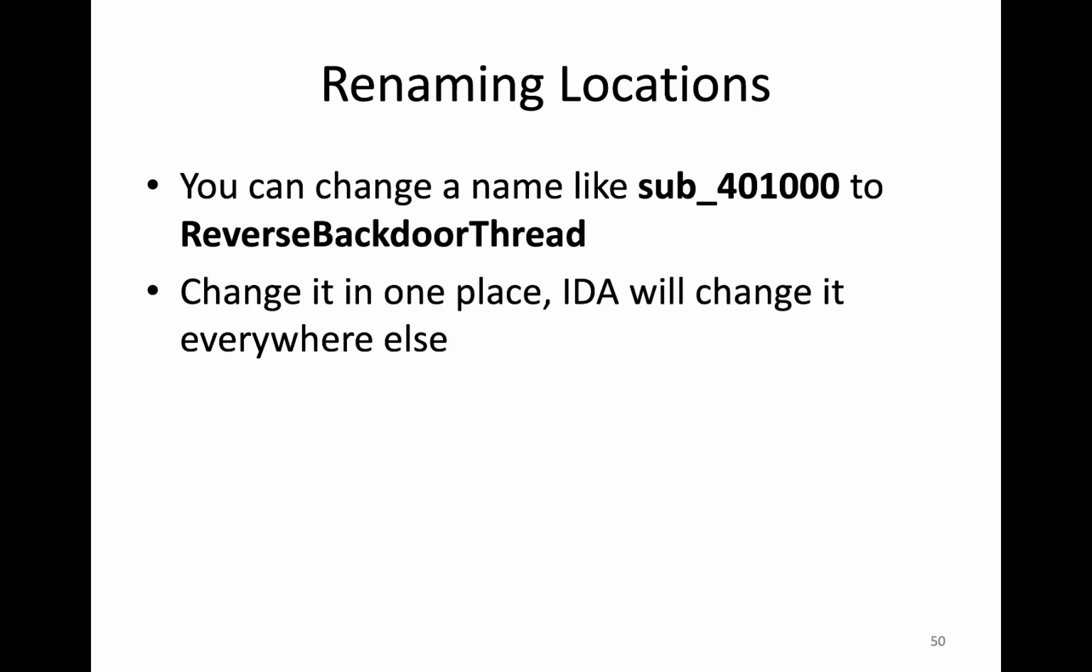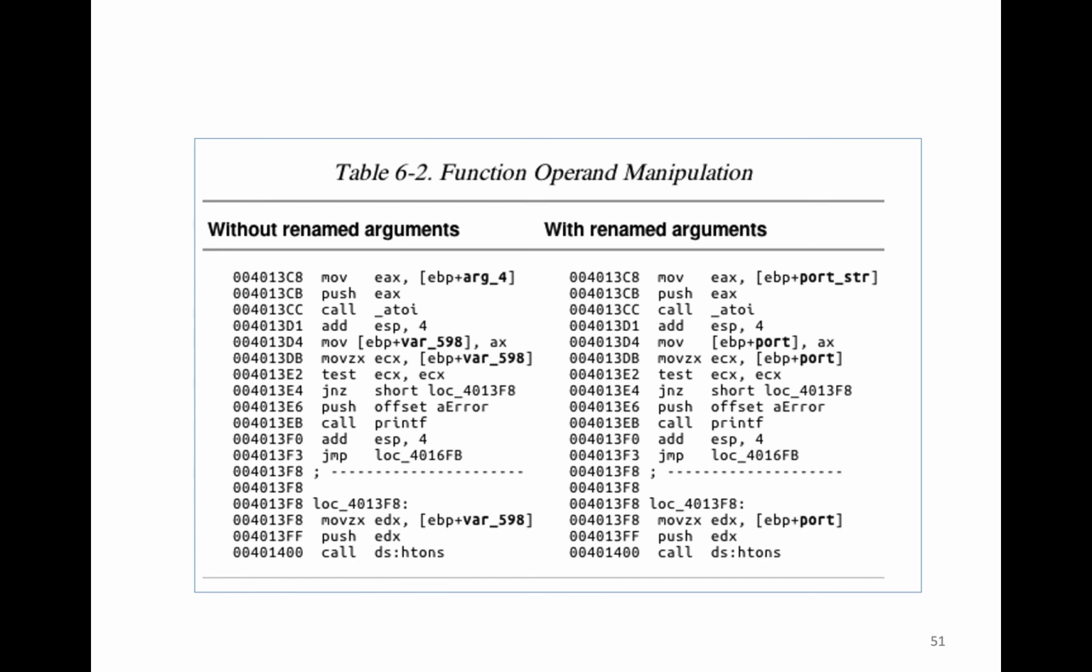So one technique you use is rename locations. For example, a lot of times in stripped files, you may have subroutines or functions that are important, and you may want to rename a particular address to say, hey, this is, for example, reverse backdoor thread. And if you change it in one place, IDA will change it everywhere else. And this is just an example of some code that has some renamed arguments. You see on the left how you're dealing with arg4 var 598, whereas if you know this is a port string and a port, it's very easy, as a human, to read this and see what the code is doing.